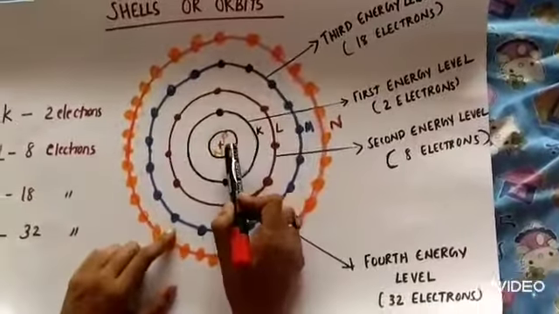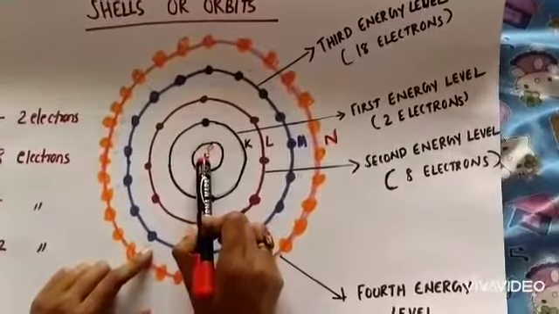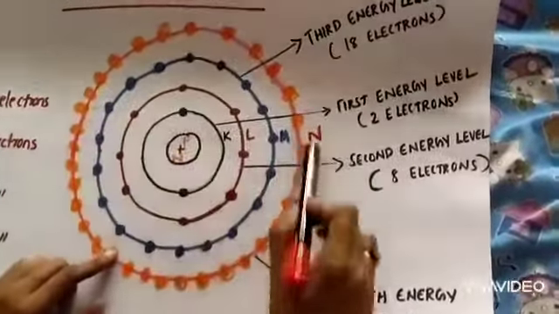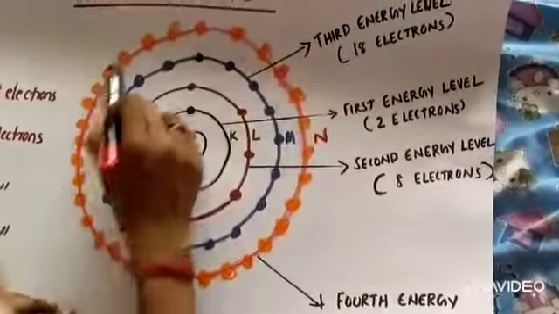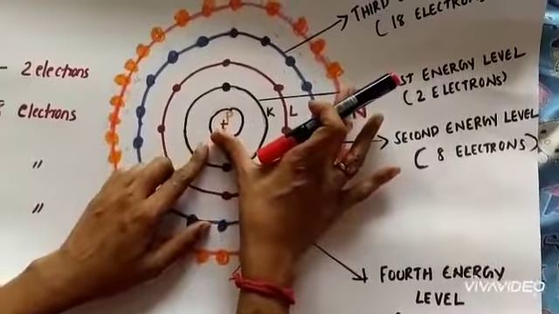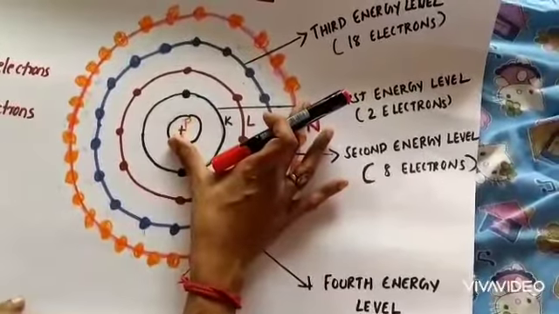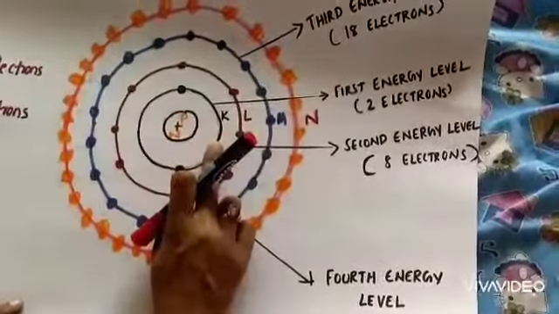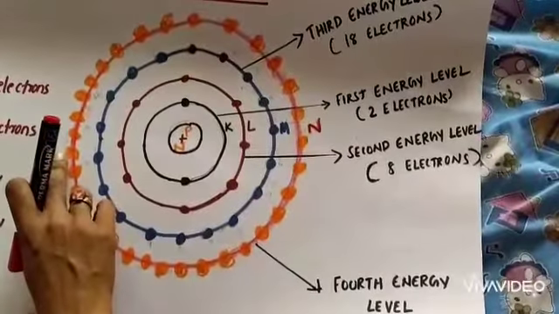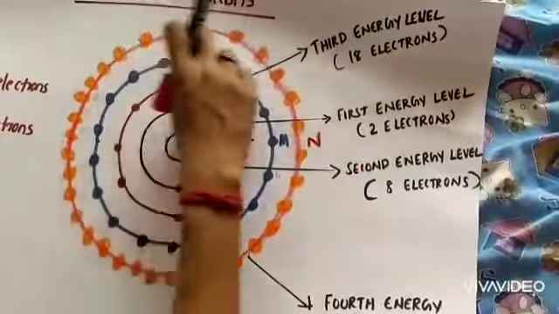So the shell which is nearer to the nucleus, this is our nucleus, is having the lowest energy, and it is called the first energy level. And the one which is far away from the nucleus, shown by the orange electrons, is at this much distance from the nucleus. So it is the fourth energy level here, the last energy level, and it is having the highest energy. The K shell, which is close to the nucleus, is having the lowest energy, and the last shell here, the N shell, is having the highest energy.